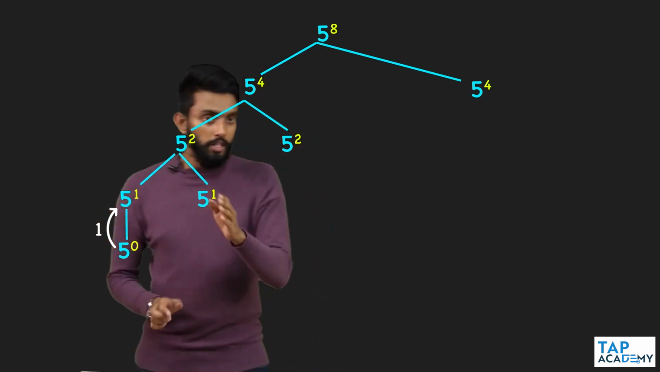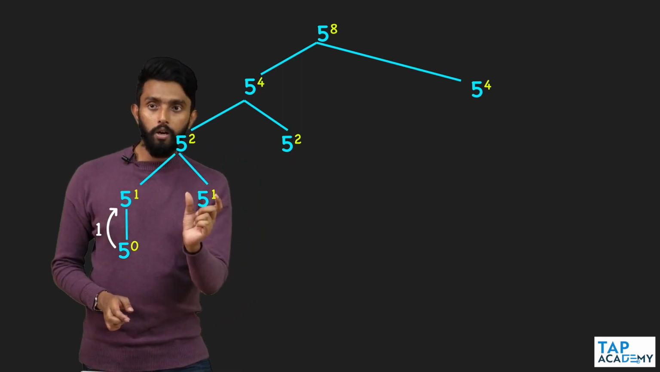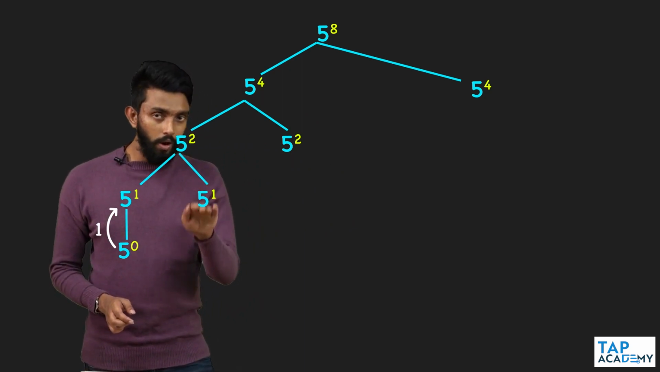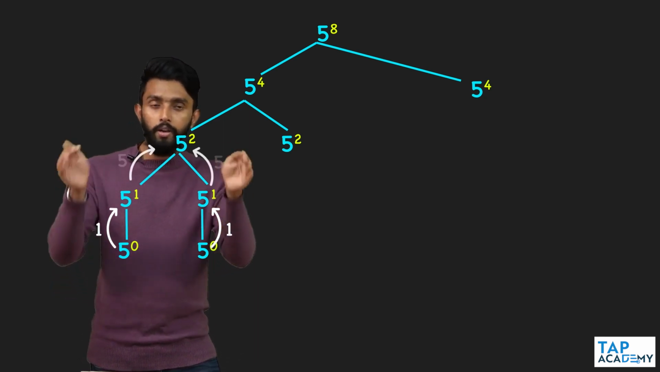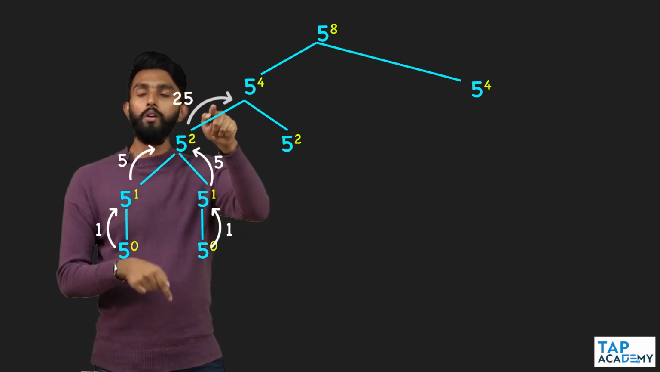Come to this side. This side also has the same thing, 5 to the power 1. 5 to the power 1 is odd, so 5 to the power 0 will return 1, 1 into 5 is 5, 5 into 5 is 25, that is what it will return.